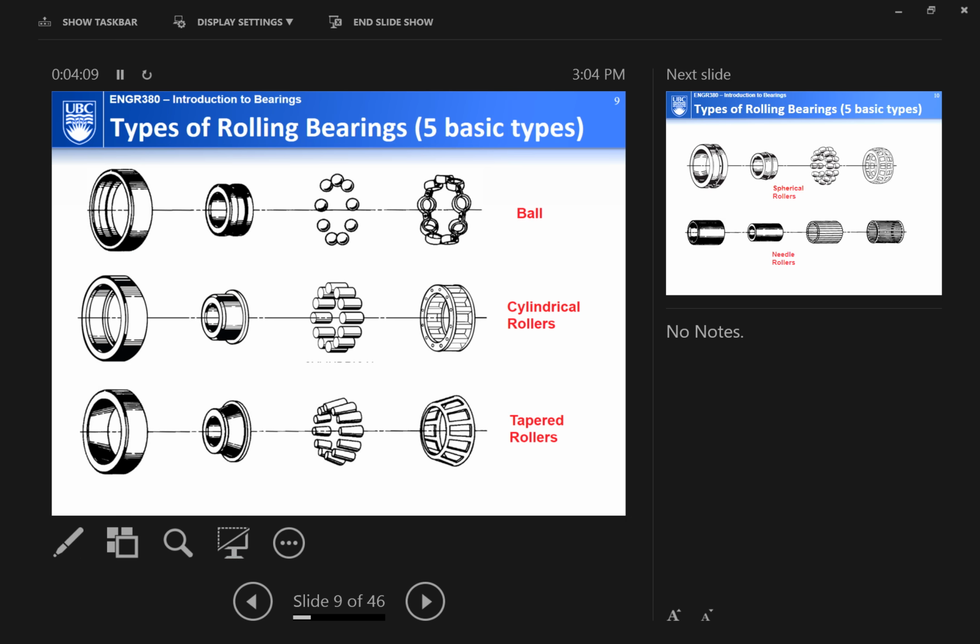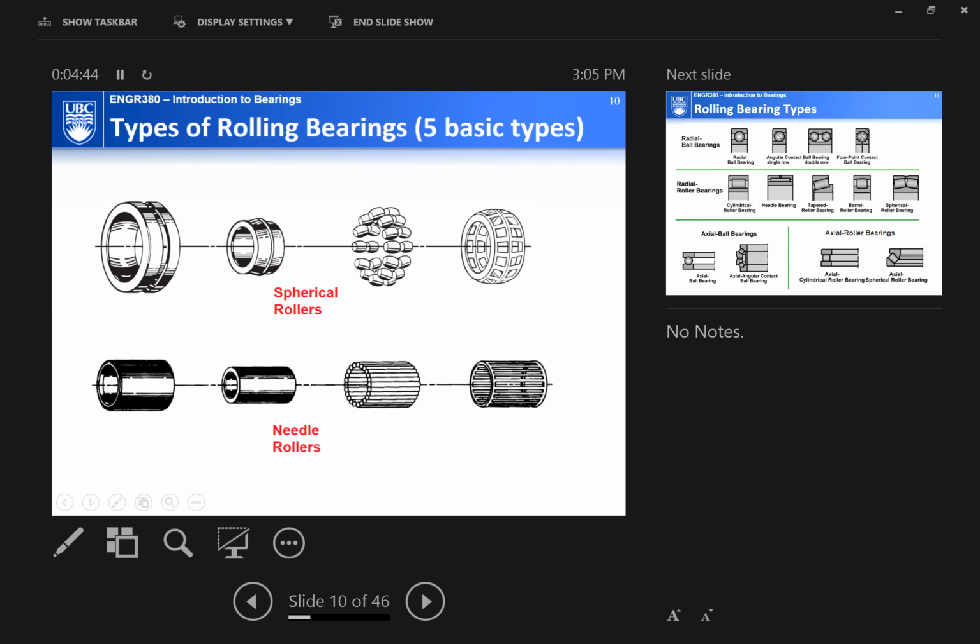The type of bearings, I'll show you two different ways of classifying the bearing. This is the first type. The first type is to look at the types of rollers, and then categorize the bearing. So the first one here is the ball bearing, where the roller is the ball. Then cylindrical roller, which is basically a cylindrical shape. And this is a tapered roller. So the shape is, instead of a pure cylinder, it's actually a tapered roller. Okay, so that's the third type.